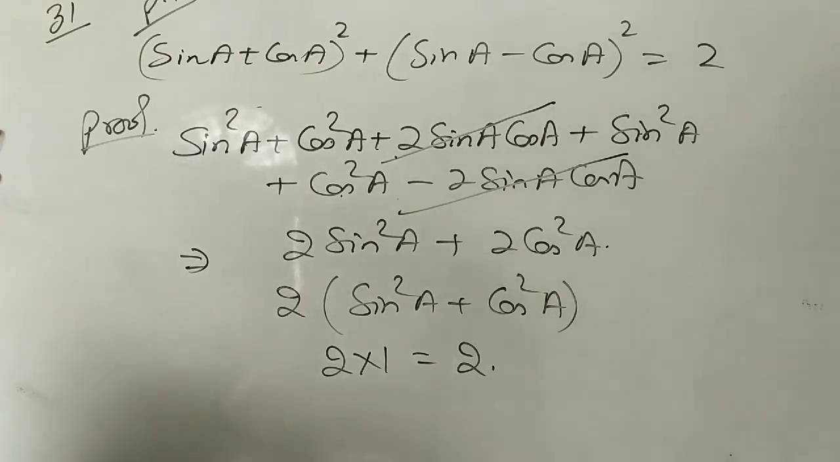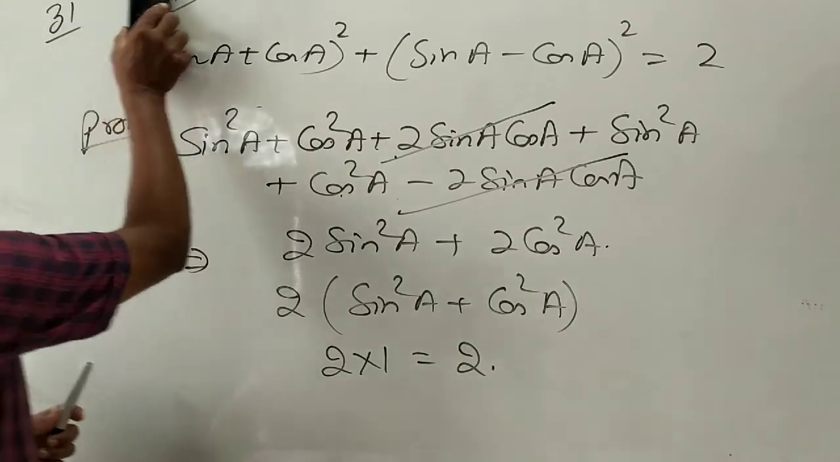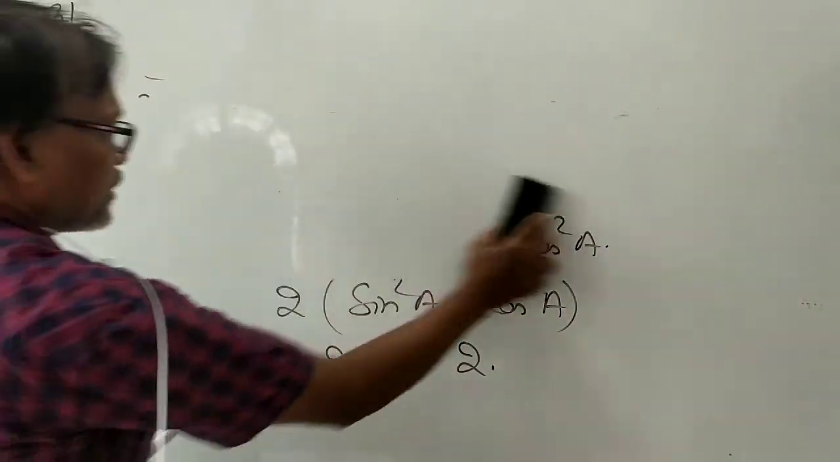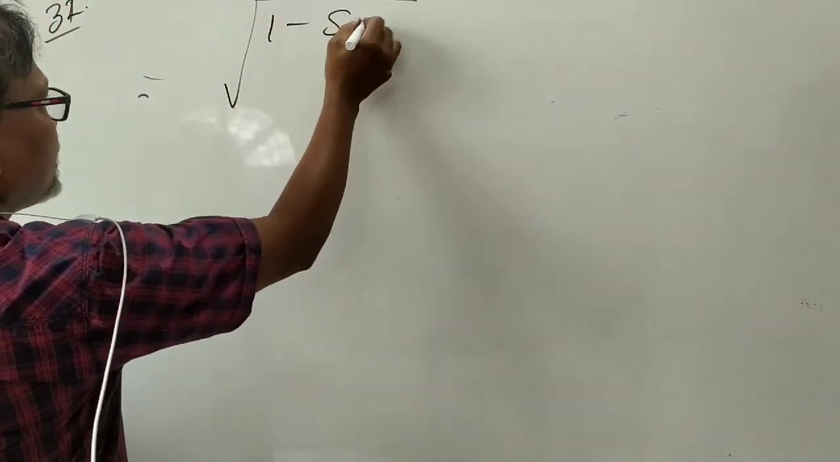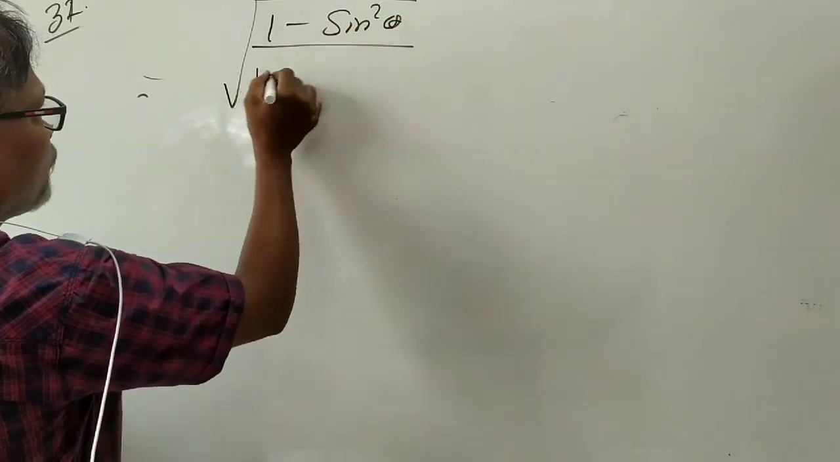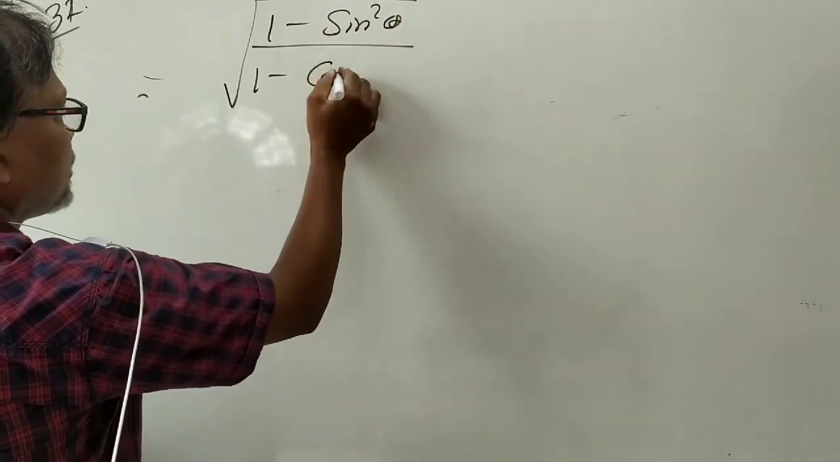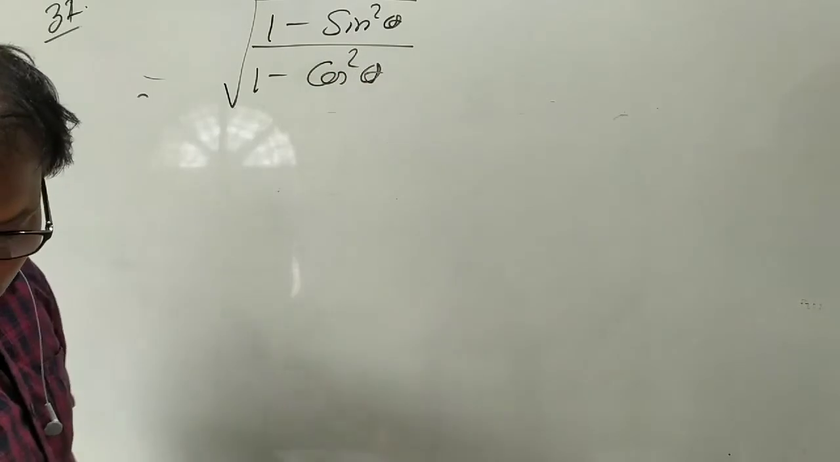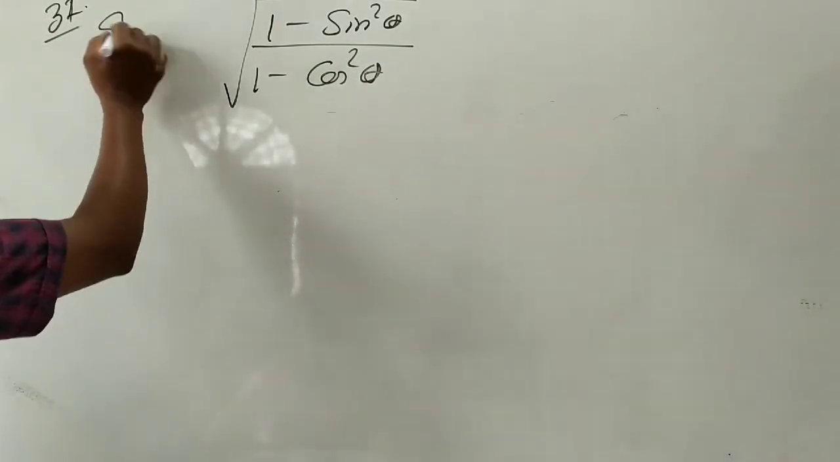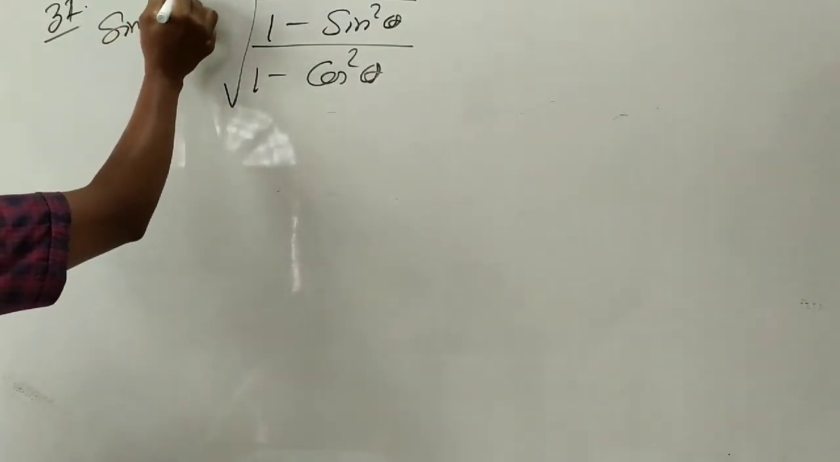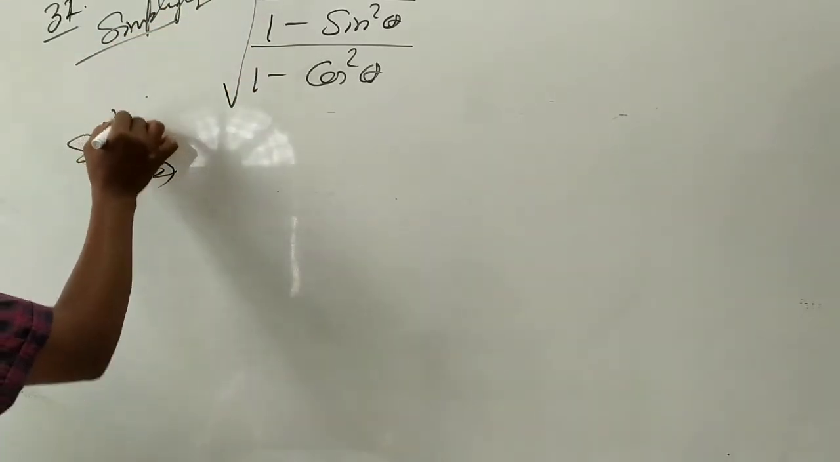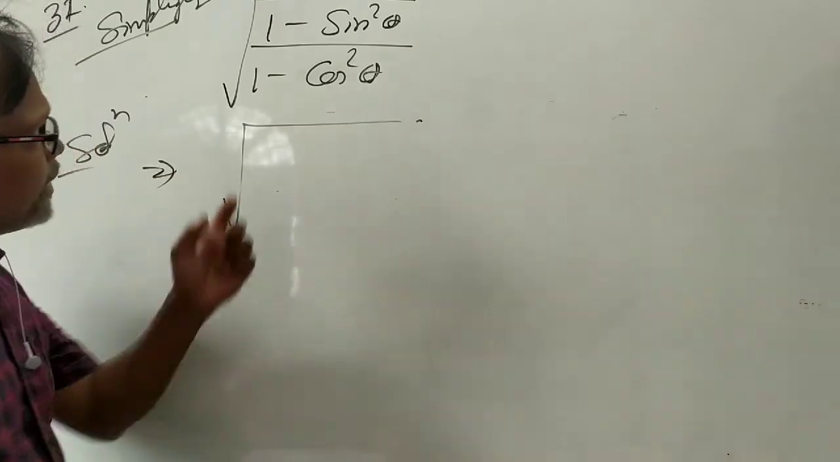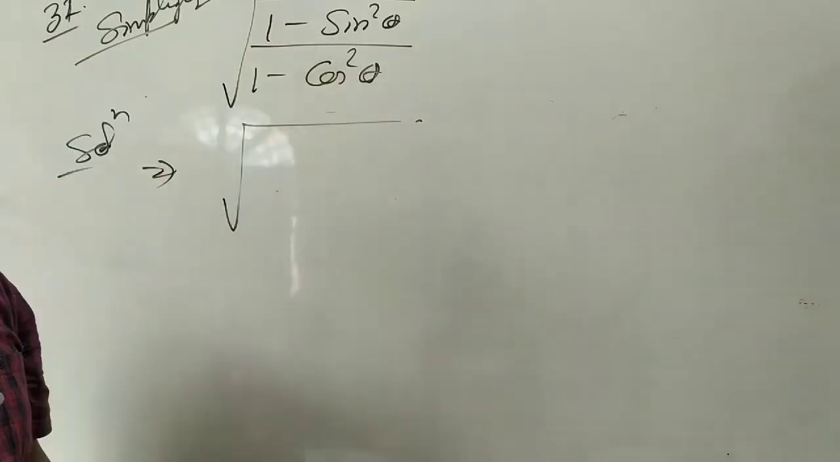One more question is given in the book, question number 32, where prove that 1 minus sin square theta upon 1 minus cos square theta. Yes, simplify. You have to simplify. What will you get after simplification? Very easy. Do you know anything about 1 minus sin square theta?